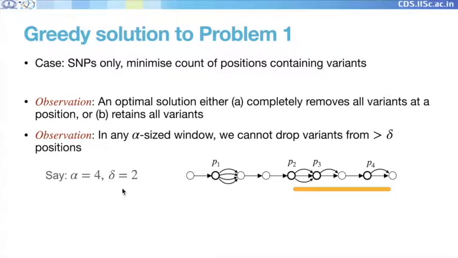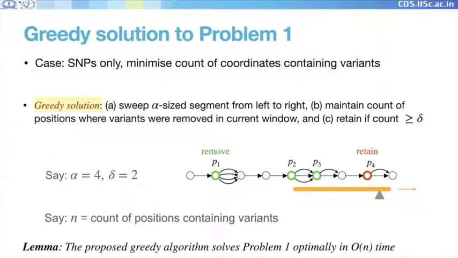Now, how to solve this problem? Here, the proposed greedy algorithm involves sweeping an alpha-sized segment from left to right. In each iteration, we maintain a count of positions from where the variants were removed in the current segment. So here, for example, the 2 variants are removed in the current segment. This keeps track of how many variants are already removed in this current range.